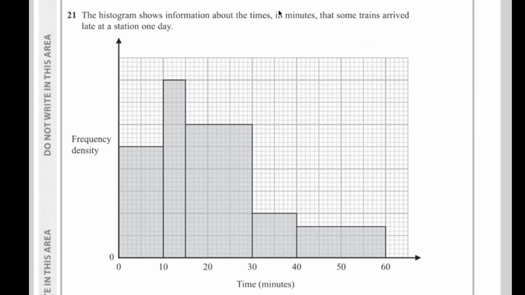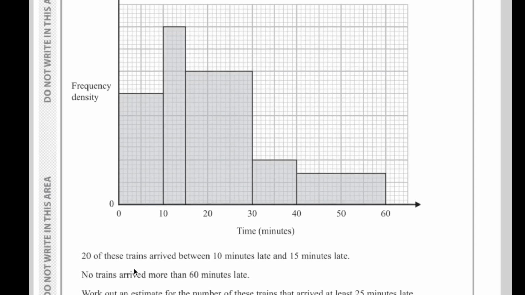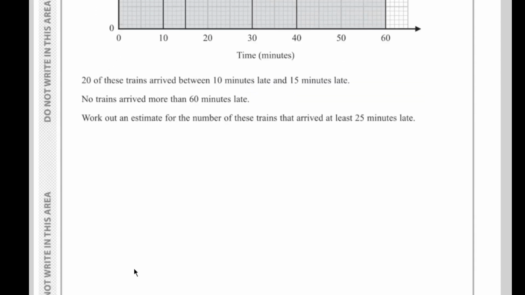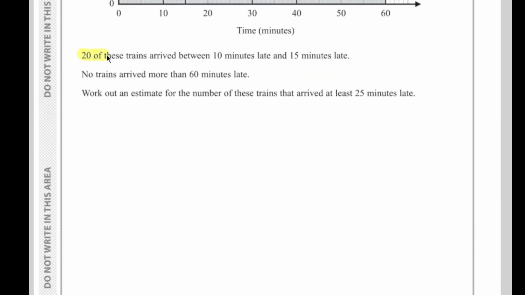Question 29, frequency density. The histogram shows information about the times in minutes that some trains arrived late at a station one day. 20 of these trains arrived between 10 minutes late and 15 minutes late. This is so important. No trains arrived more than 60 minutes late. Work out an estimate for the number of these trains that arrived at least 25 minutes late. At least 25 minutes late.